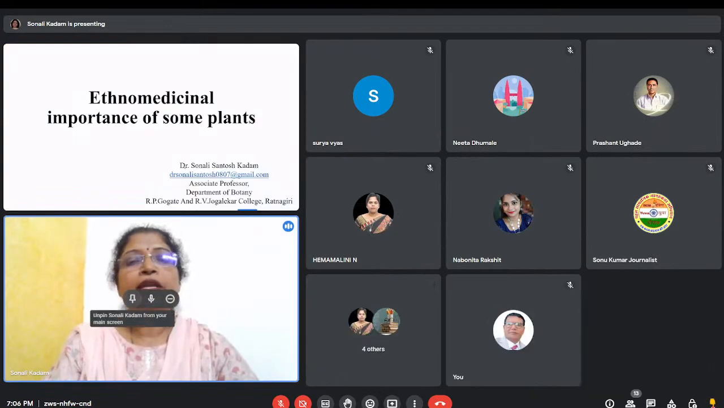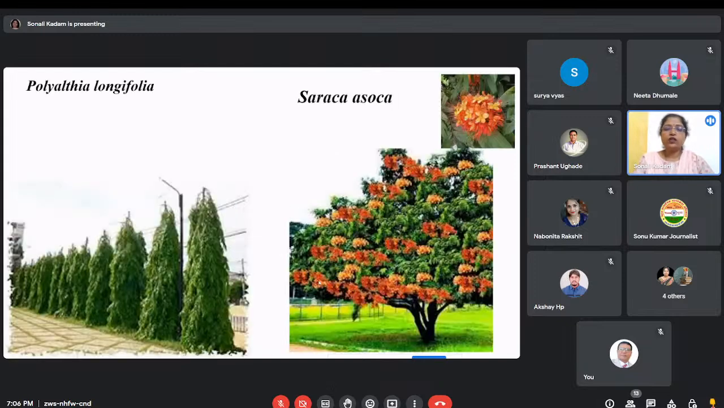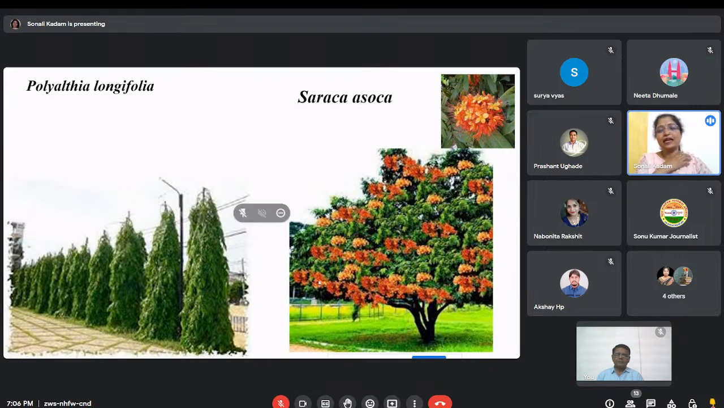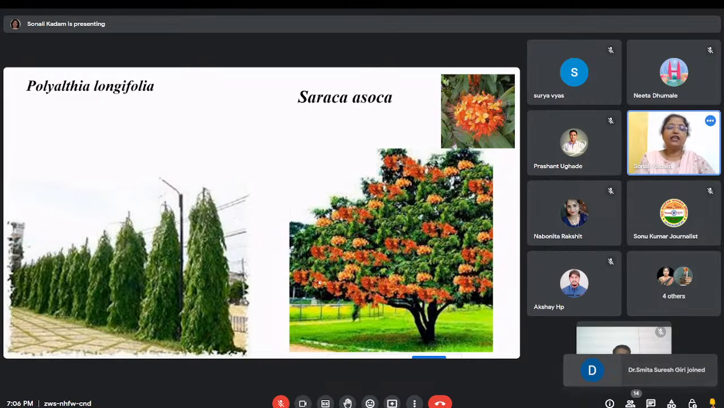So before going to the medicinal properties of certain plants, I will just show you some of the plants. You can see there are two types of plants I have shown. The right hand side, the plant with the red colored flowers, is known as the Saraca asoca, and the other plant is Polyalthia longifolia. These are the scientific terms, but in Marathi or normally we call them the Ashok plant.